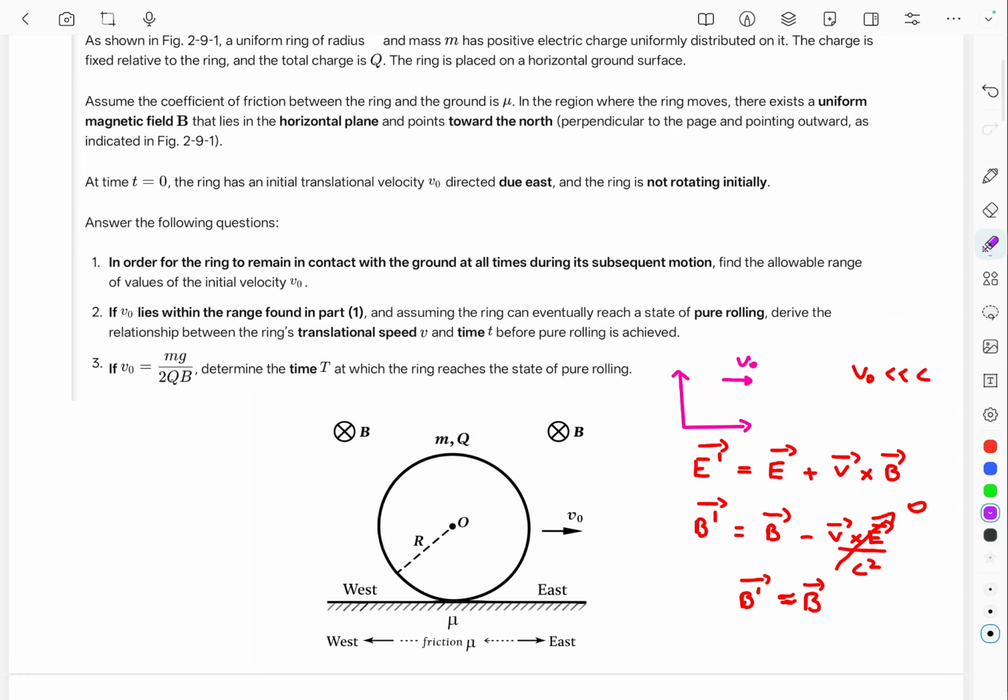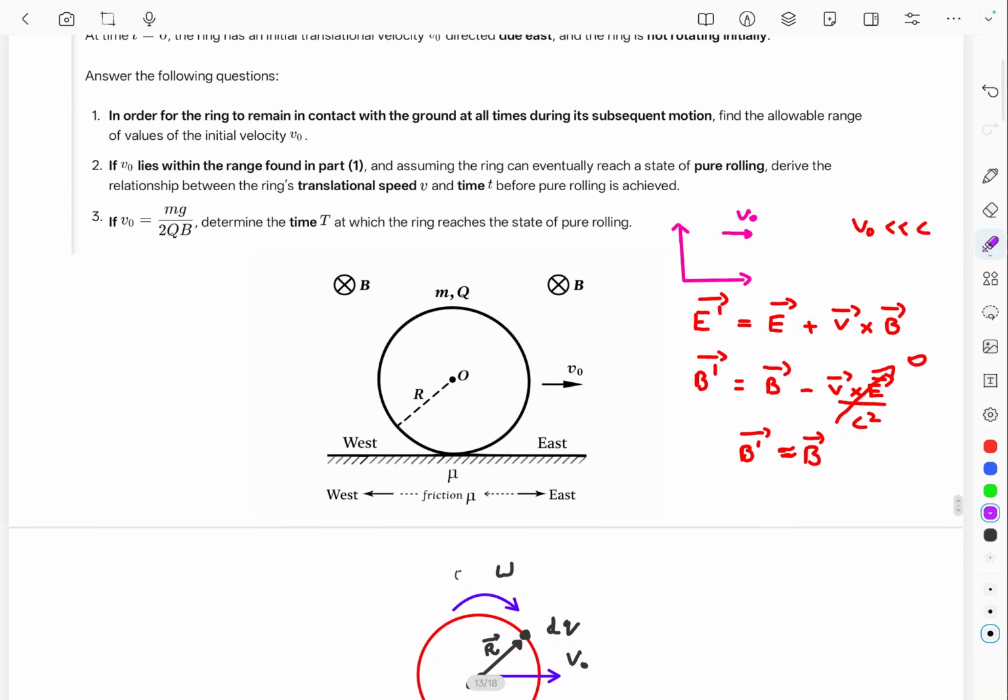And after that, it is pretty simple, right? If we have a constant electric field of V naught B acting upwards, the net force acting on the ring will be Q into E, right? So it's V naught B multiplied with the total charge Q V naught B. Okay, and after that, it's just mechanics.